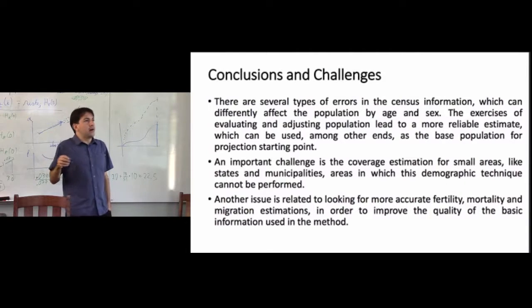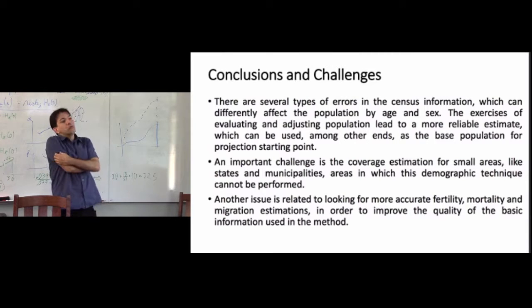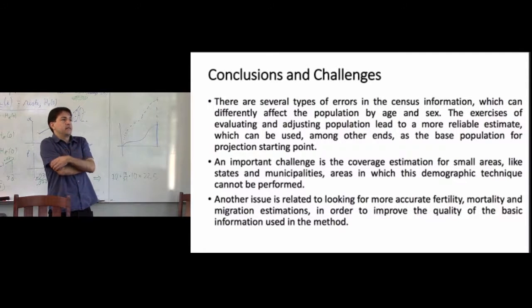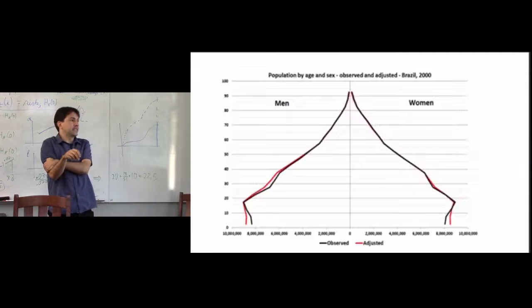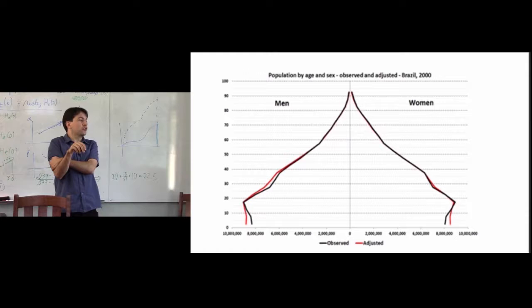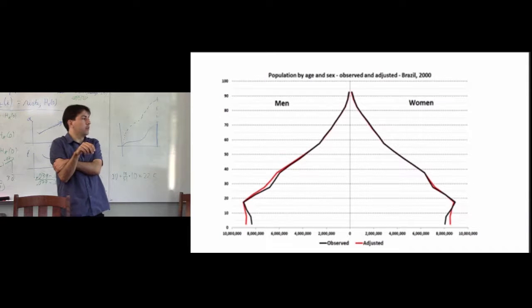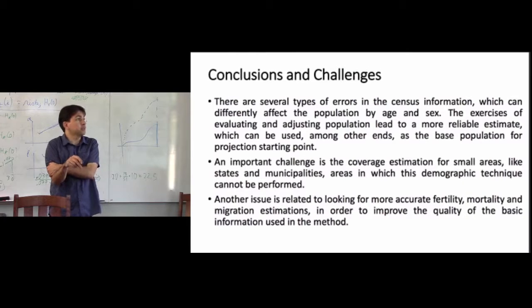So our main conclusion is that it leads to a more reliable estimate than the census itself, because as I told you, if we use this population without adjustment, in our projection we are going to keep replicating this difference here, this number of children here. So we think it's more reliable to use an adjusted population.